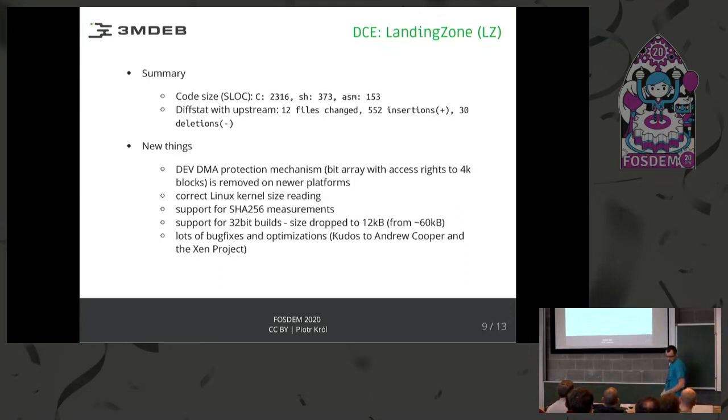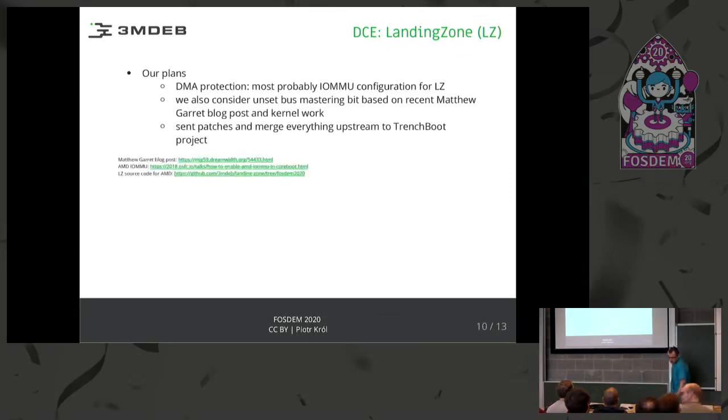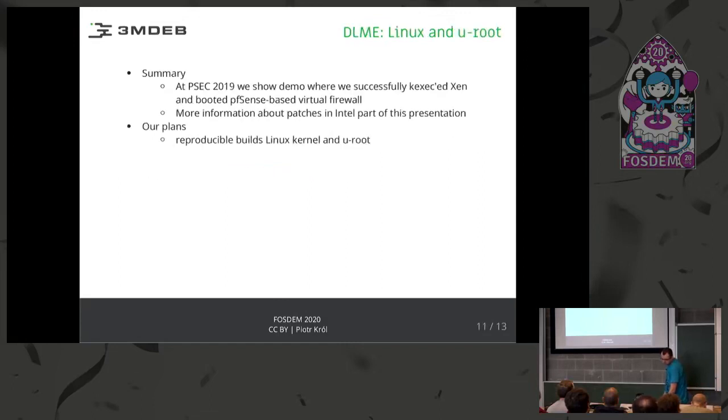And there were many improvements since the last presentation, and we would like to thank Andrew Cooper and the Xen Project for supporting us in improving. We added SHA-256 measurements, so everything looks correct right now. And after implementing DMA protection, we should be good to go and provide that to distributions. Okay, this is about DMA. And recently Matthew Garrett provided a post that there may be other ways to mitigate DMA attacks that may happen at the point of the dynamic launch event.